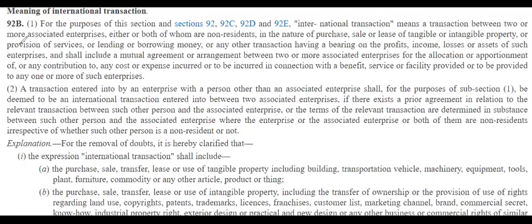Today I shall discuss section 92B. It deals with the meaning of international transaction. It has two subsections. Subsection 1 deals with international transactions and subsection 2 deals with deemed international transaction.